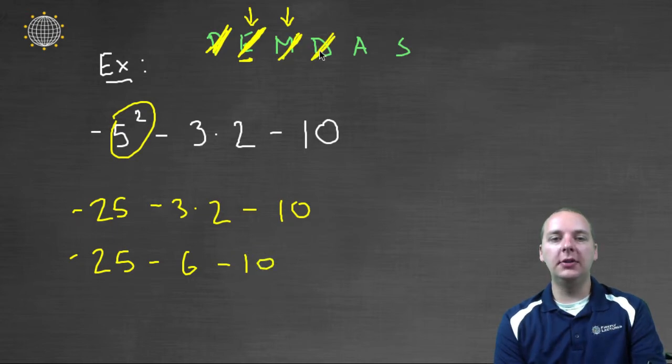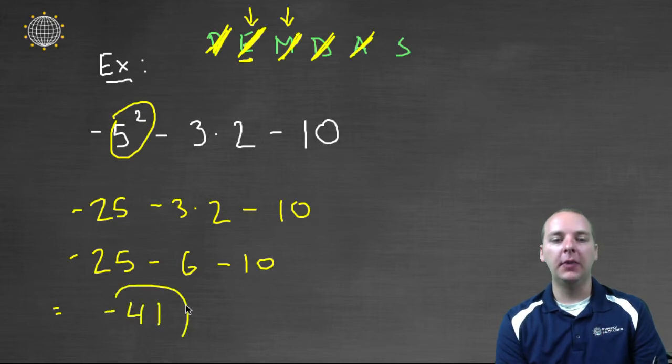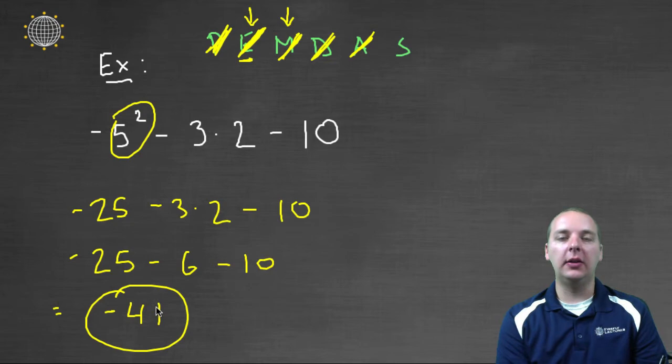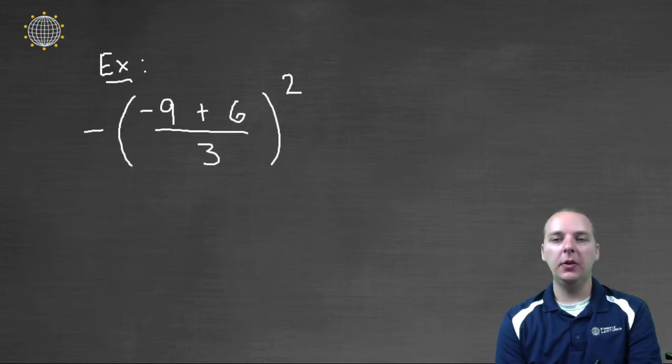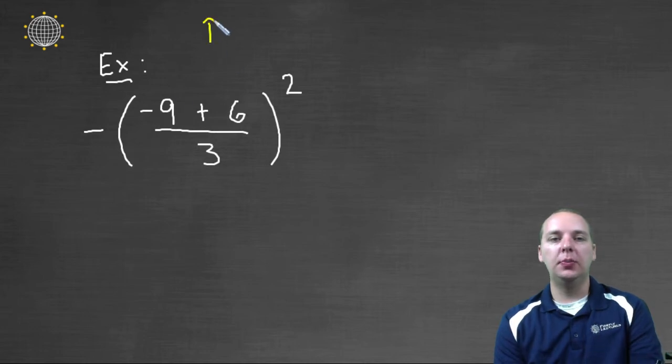I don't have any division or addition, but I do have subtraction. And -25 minus 6 minus 10, if you compute that, would make -41. So -41 would be our final answer for this problem. All right, last example. We have some parentheses, some exponents, some division, and multiplication. We have a little bit of everything here. So please excuse my dear Aunt Sally.